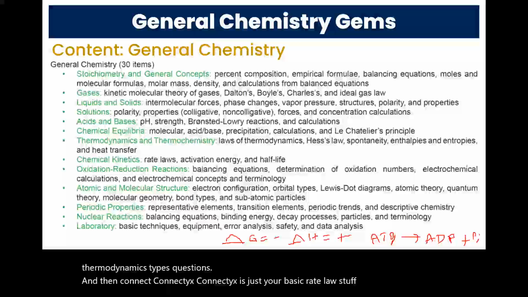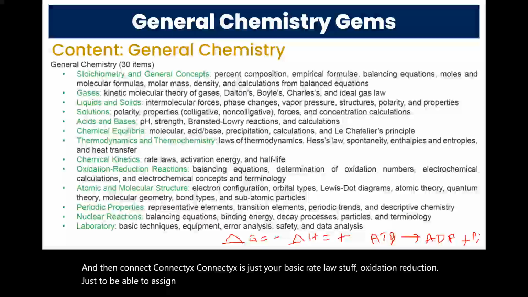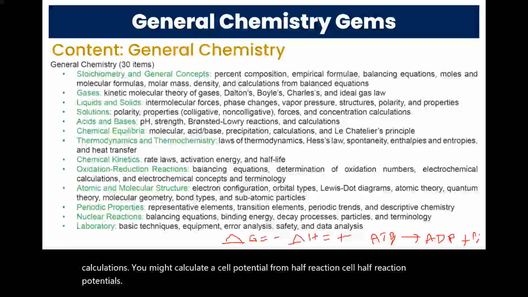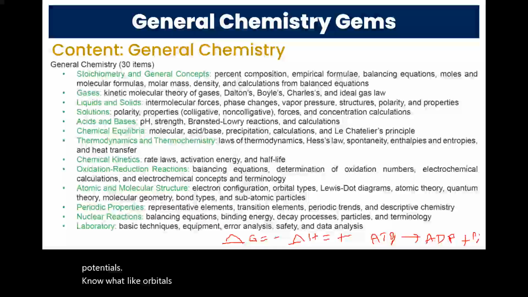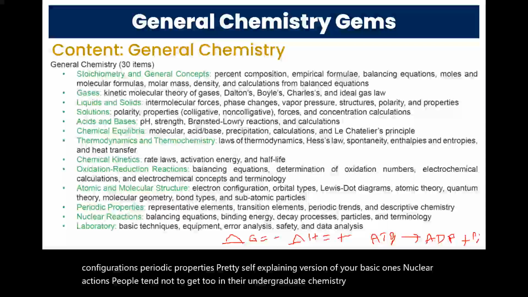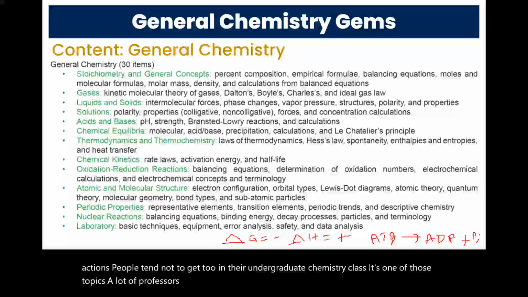And then kinetics. Kinetics is just your basic rate law stuff. Oxidation reduction, just be able to assign oxidation numbers. You're not going to be doing a lot of calculations. You might calculate a cell potential from half reaction potentials. Know where electrons sit in orbitals for certain atoms, electron configurations, periodic properties, pretty self-explanatory, you know your basic ones. Nuclear reactions, people tend not to get to in their undergraduate chemistry class. It's one of those topics a lot of professors skip, but really just know your alpha, beta, and gamma decay reactions, and you're good to go.